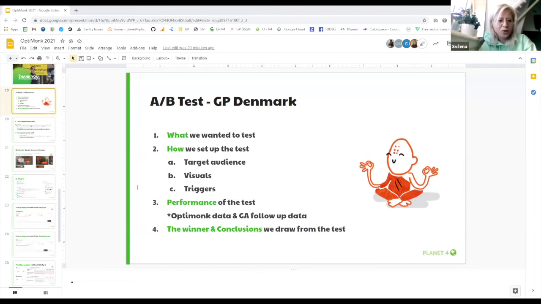So what we wanted to test is different types of engagement. How did we set up the test? What was the performance? What were the hiccups and our learnings? And what was the winner? So this is briefly the agenda.